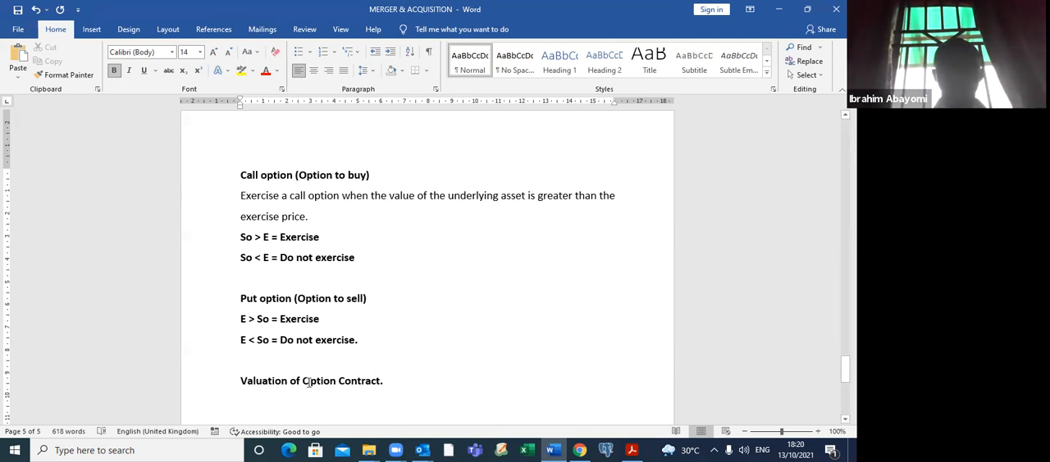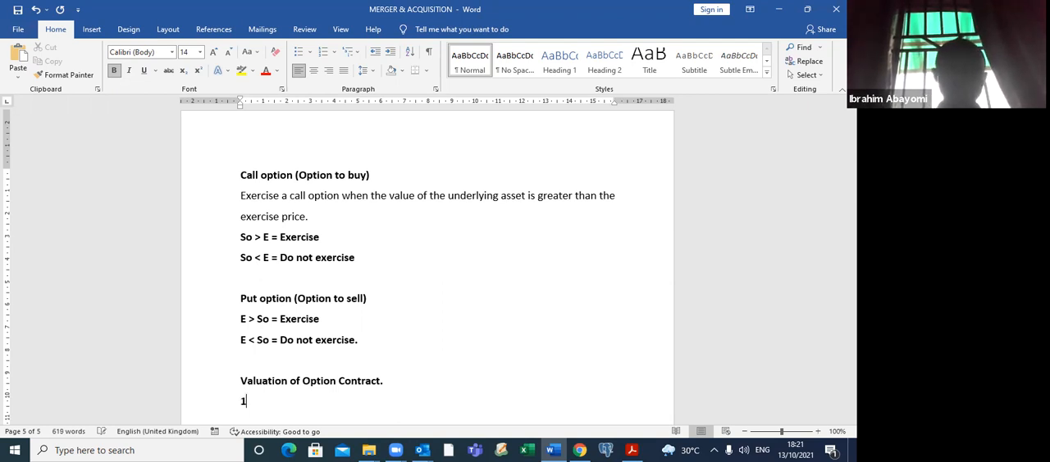So, valuation of option contract. When we're talking about valuation, we're talking about the price. How to compute the premium. You know you are paying a premium to get that right. How do we value the premium you are paying? That's what they call valuation of options.